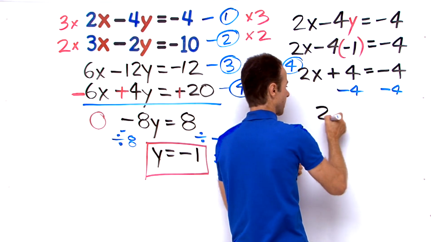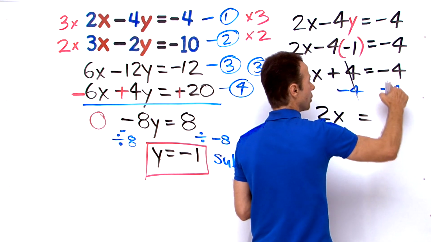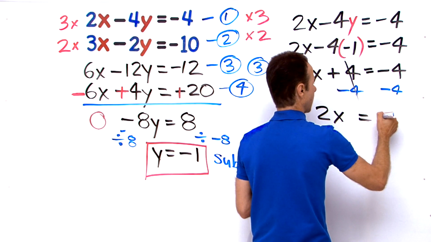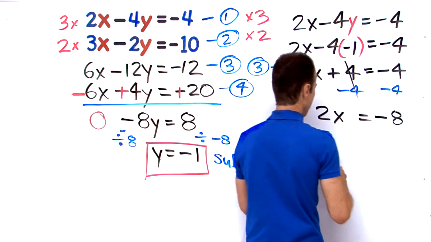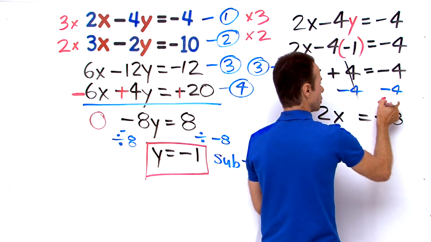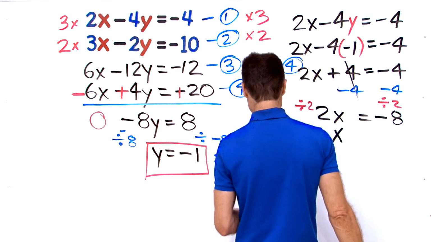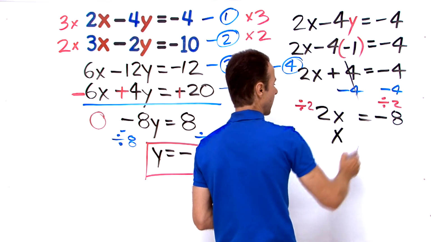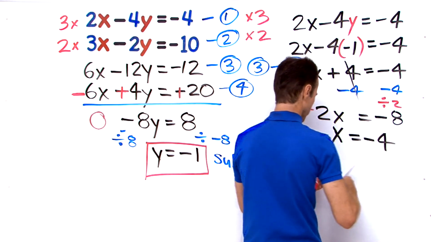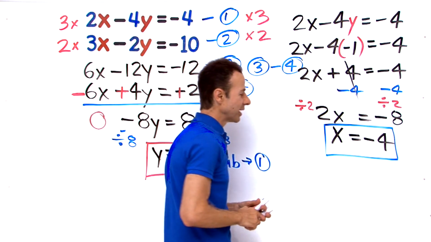Bring down the 2x. 2x equals, that becomes 0, that cancels. Negative 4 minus a further 4, that's going to give us negative 8. Divide both sides by 2. So x is going to give us 2 into negative 8, which equals negative 4. There we go. There's our second variable. We just solved it. We got x equals negative 4.